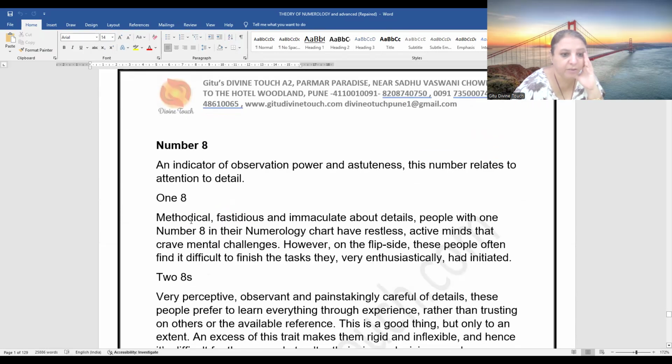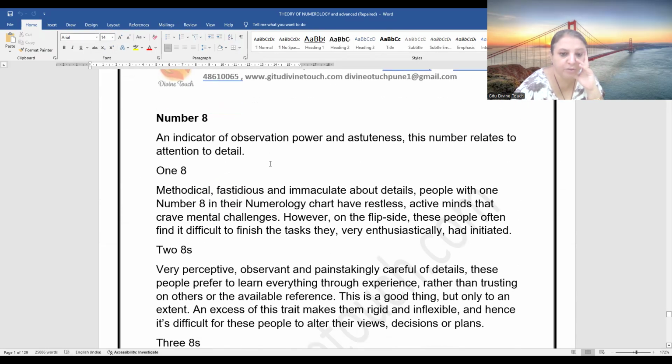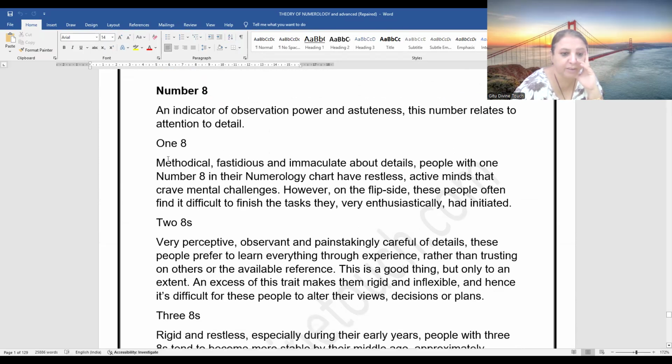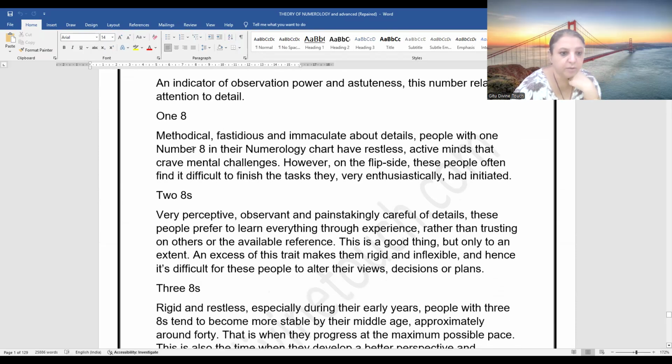Number 8, an indicator of observation, power, and astuteness. This number relates to attention to detail. One 8: methodical, fastidious, and immaculate about details. People with one 8 in the numerology chart have a restless, active mind that craves mental challenges. However, on the flip side, these people often find it difficult to finish the task they very enthusiastically had initiated.